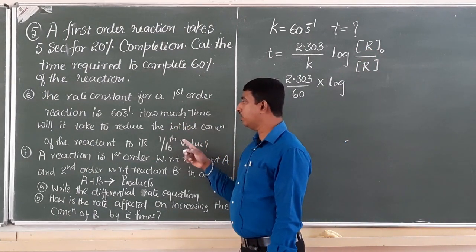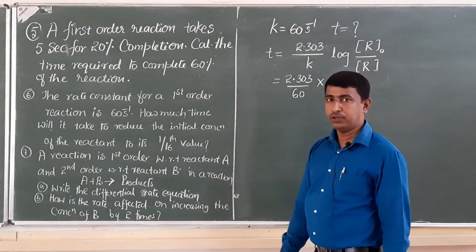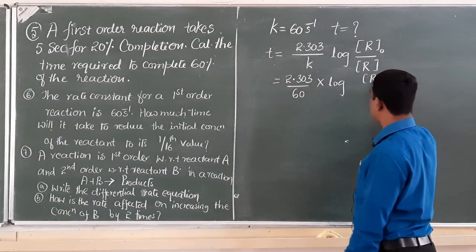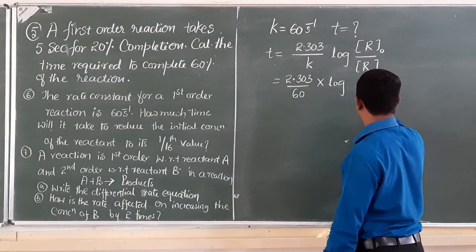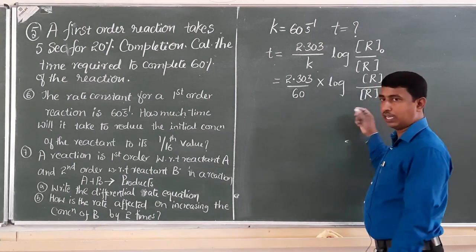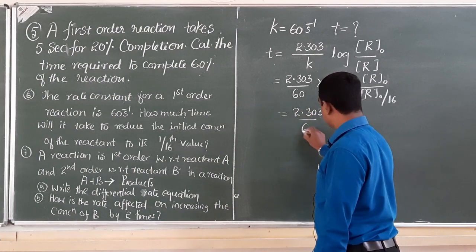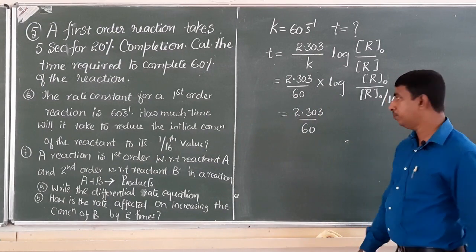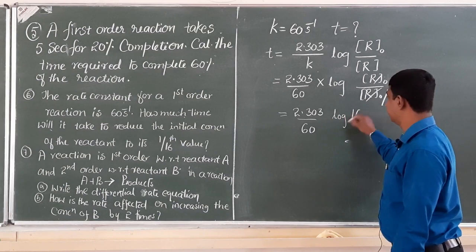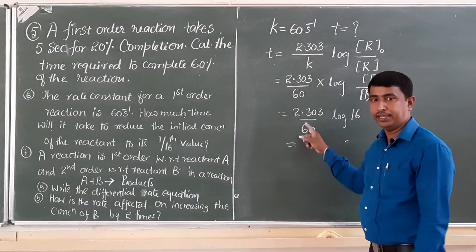So how much time will it take to reduce the initial concentration to 1 by 16? If I take the initial value as R naught, this R naught must be reduced to 1 by 16th, meaning R naught by 16. R naught cancels out. So it is equal to 2.303 by 60 log 16. First we will divide and then multiply.